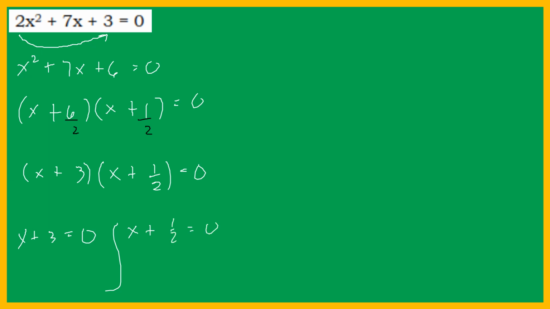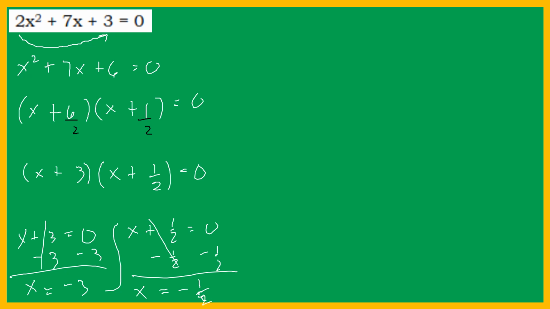Then solving for x, add lang tayo dito ng negative 3 on both sides para makuha natin yung x, which is negative 3. And dito naman sa kabilang side, add lang tayo ng negative 1 half. So cancel na natin, x cancel to, x equals negative 1 half. So that means our solutions are negative 3 and negative 1 half. So that is how you solve quadratic equation using factoring method. Thank you.